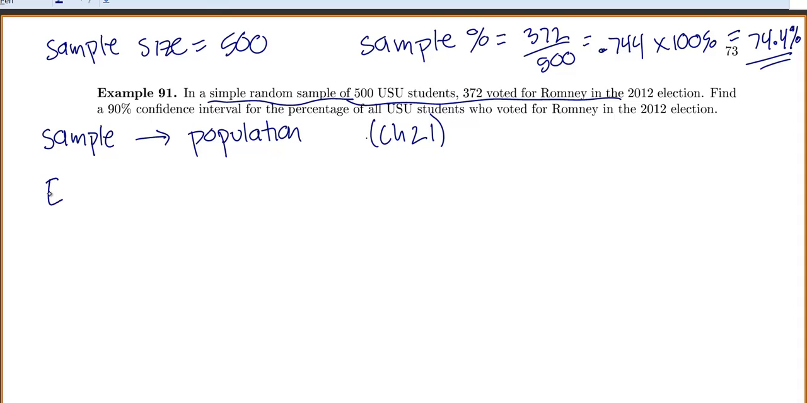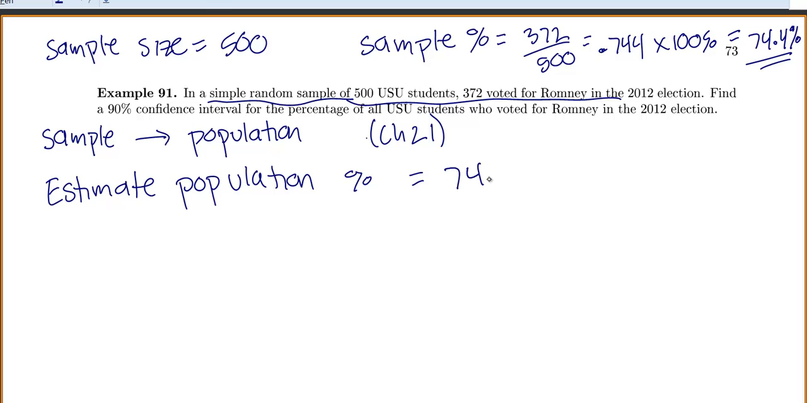So first, let's estimate, because it didn't tell me the steps, so let's just go through. Let's estimate my population percentage. So my estimate for my population percentage would be what? Same as sample. Okay, same as your sample, right? That's your best estimate.